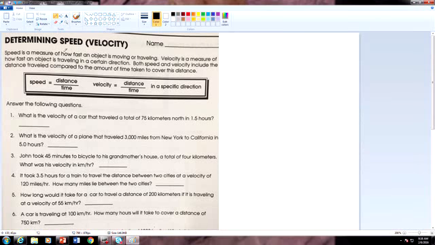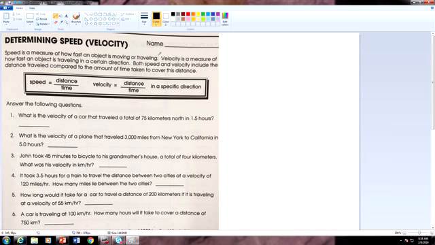We're getting ready today to work on determining speed and velocity, and so you'll need in front of you your calculator or something to do calculations on. You can use your phones, and the worksheet that you should have gotten from the sub. So make sure you put your name at the top of the sheet. And what we'll do is we'll work these together.